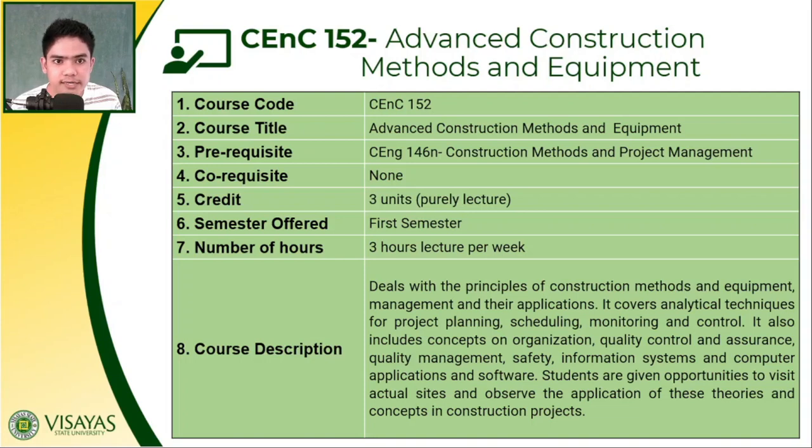The next one is your Advanced Construction Methods and Equipment, which is your CNC 152. Prerequisite is still CN 146N, Construction Methods and Project Management. Credit is 3 units, purely lecture, offered in the first semester.